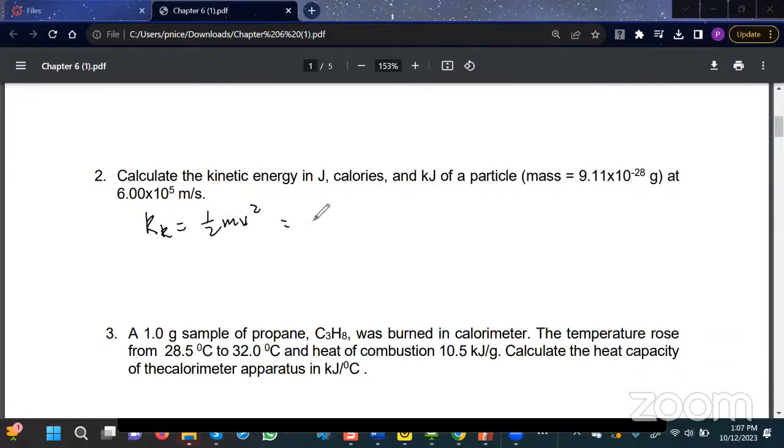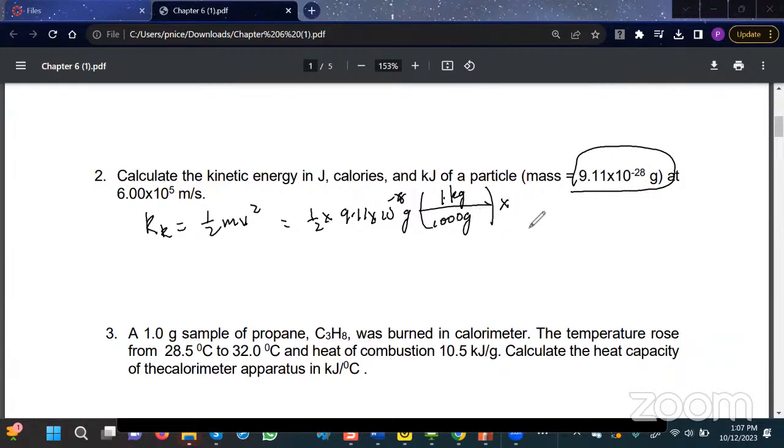So half of the mass. Now the mass is right here, 9.11 times 10 to the minus 28 grams. But remember I said that the mass must be expressed in kilograms. So that means we have to convert this from grams to kilograms. 1 kilogram would go up top here, 1,000 grams would go below. And then we multiply that by the velocity squared. The velocity is given as 6.00 times 10 to the 5 meters per second. So we square that.